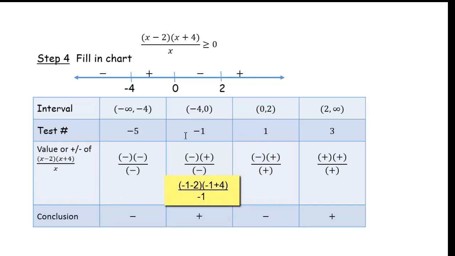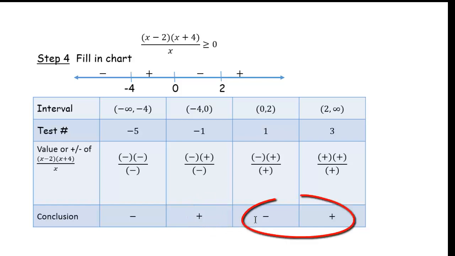When I put -1 into the left-hand side, I get a negative, -1 minus 2, times a positive, -1 plus 4, over a negative. 2 negatives and a positive gives me a positive. And then similarly, I get a negative in the second interval, the third interval, and a positive in the fourth interval. So my number line looks like this, and let's write down our answer.